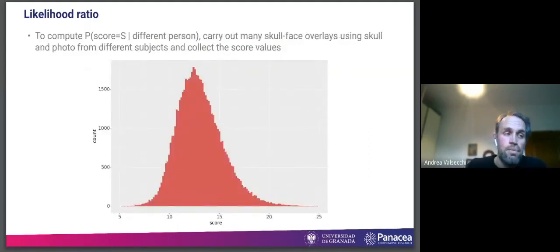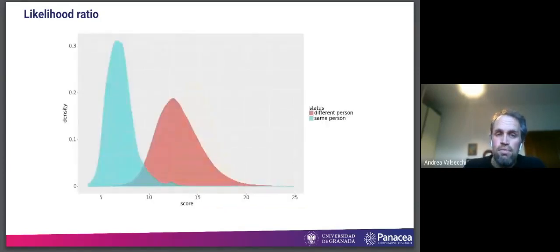Now we also need to compute the probability distribution when the skull and the face belong to different persons. Again, we did it in the previous experiment, so we can get this other histogram. Once we put those two pieces of information together, we can see that in general, when we are dealing with the same person, let's call it the positive case, the score values tend to be quite lower than when we are mixing a skull from one person and a picture from another. This is good.